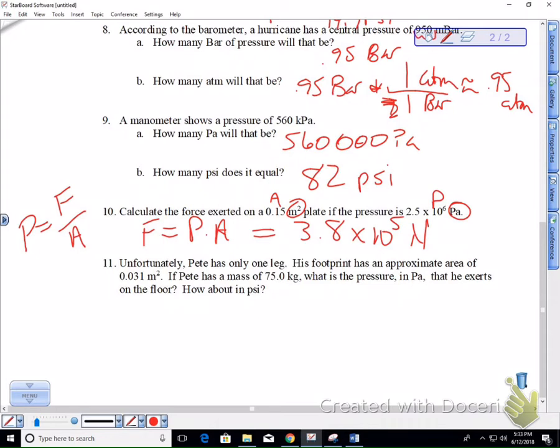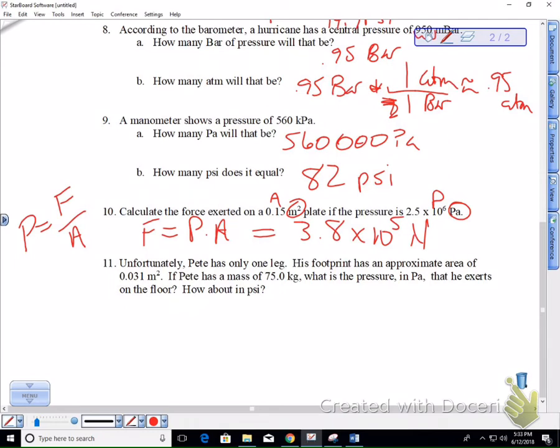Number 11 is a ridiculous problem, not only because they have a one-legged person, but because the numbers are just unrealistic, but hey, I made it up. I gave it a shot. Pete has only one leg. His footprint has an approximate area of 0.031 meters squared. You can see Pete has a mass of 75 kilograms. What is the pressure that he exerts on the floor?